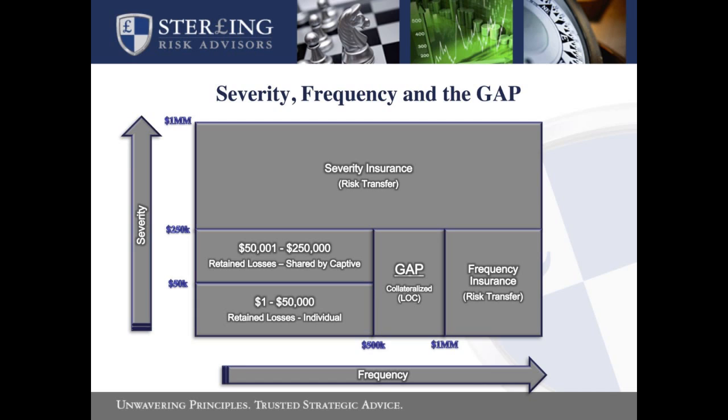And generally the gap on a lot of these group captives are whatever they forecasted the losses to be from $1 to $50,000. That's what you paid in plus expenses. Then they'll want that money. They'll want one more time that money to cover the gap, in the event that they run out of money before they run out of loss.